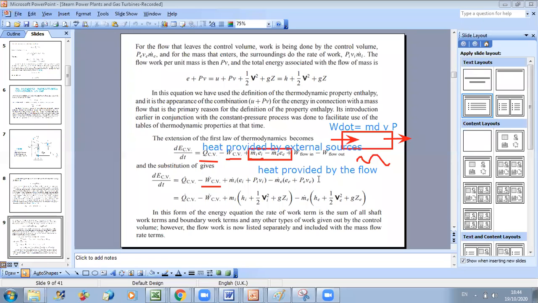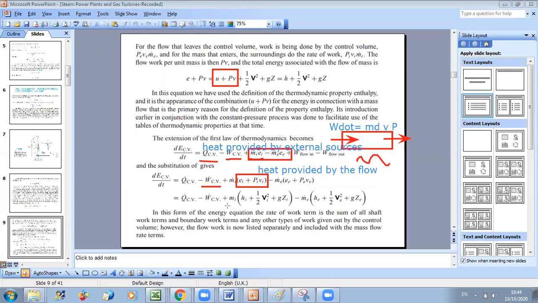Now I can take m dot inlet as a common factor. I will have a new term that I defined before, which is the energy plus PV. And if I replace the energy by its value, which is u plus half V squared plus gz, I will have the term that I defined previously, which is the enthalpy. This is why I told you that when you have an open system, you will work with a new thermodynamic property, which is the enthalpy.